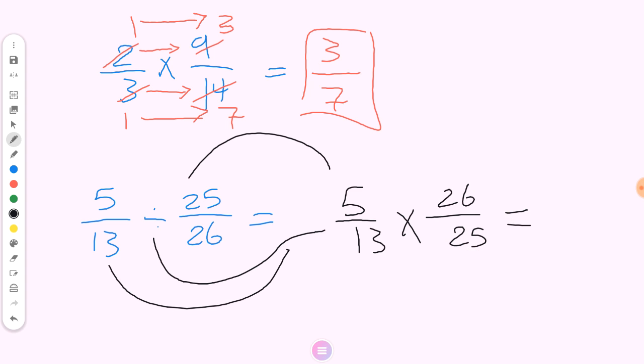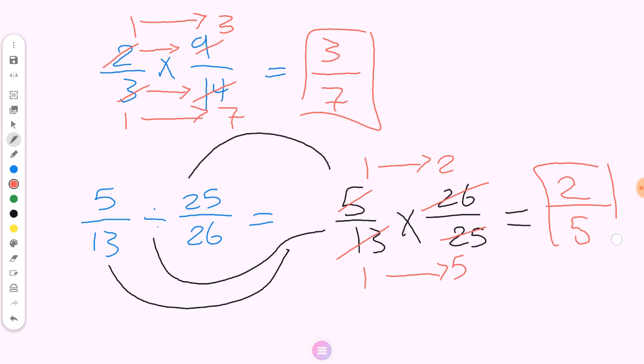Is there any simplify? Simplify, then multiply. Now it's multiplication, so we'll do simplify first. 5 divided by 5 equal 1, 25 divided by 5 equal 5, 13 divided by 13 equal 1, 26 divided by 13 equal 2. So 1 times 2, 2, over 1 multiply 5, 5. So the last answer is 2 over 5.